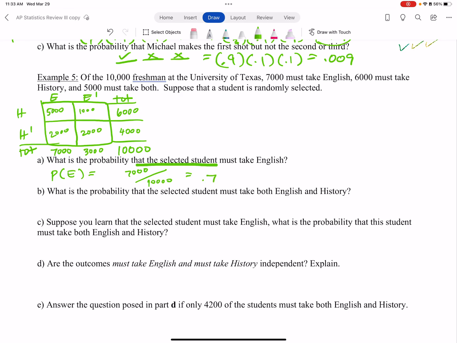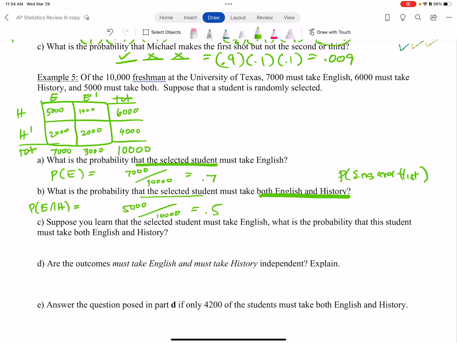What's the probability the selected student must take both English and history? That's just going to be English and history, and it's, again, a selected student, so that's out of 10,000. If you're not sure of how to write it, you can just write the probability of English and history, and you won't get anything wrong. And then you're going to have 5,000 out of 10,000, which is 0.5.